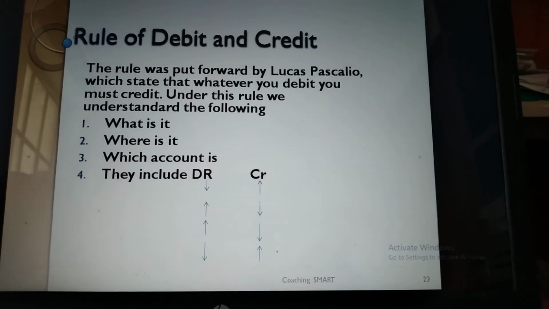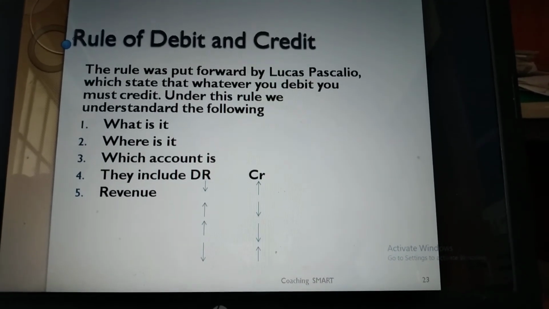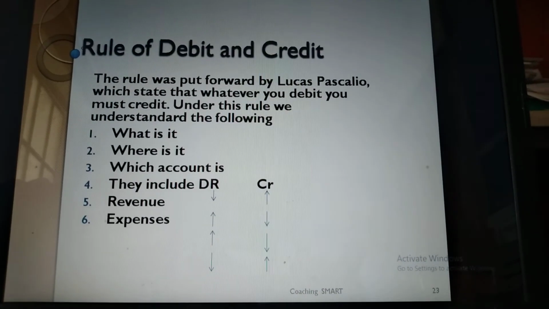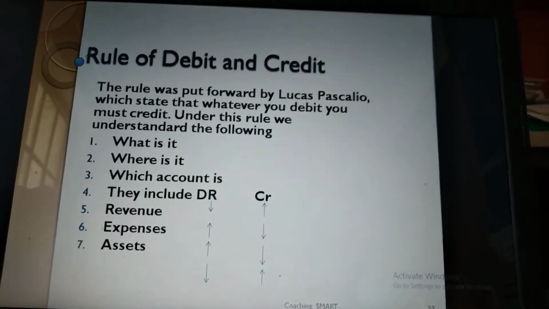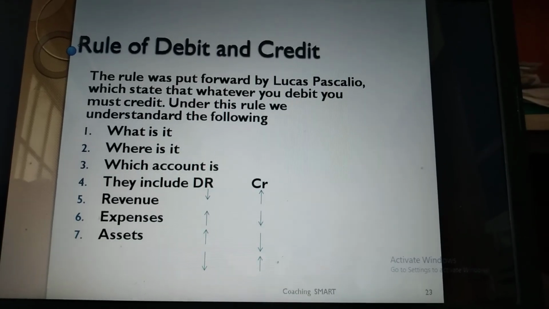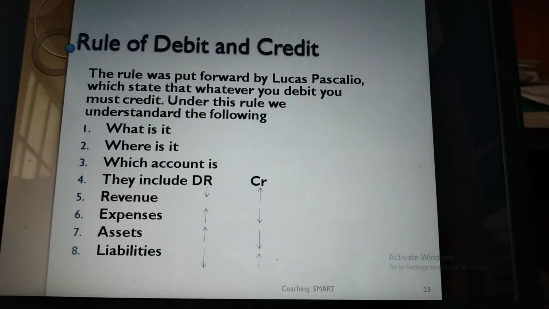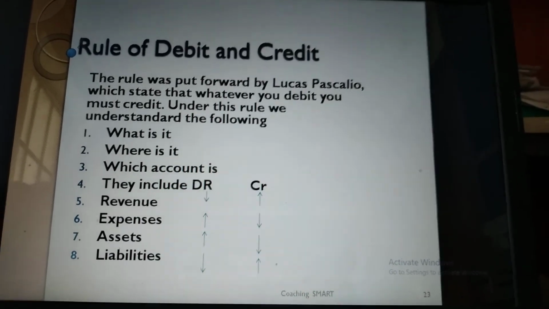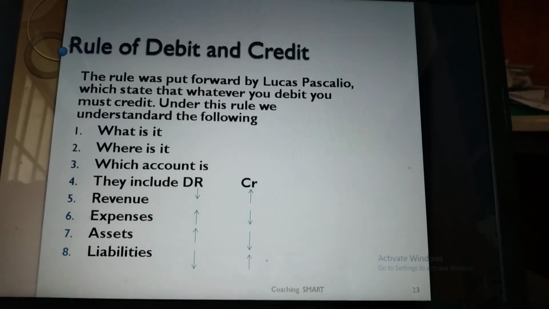They include 1. Revenue. Increase in revenue, we credit. Decrease in revenue, we debit. 2. Expenses. Increase in expenses, you debit. Decrease in expenses, you credit. 3. Assets. When assets increase, you debit. When assets decrease, you credit. Finally, liabilities. When liabilities increase, you credit. And when they decrease, you debit. Using the arrows gives you the direction of debiting and crediting.